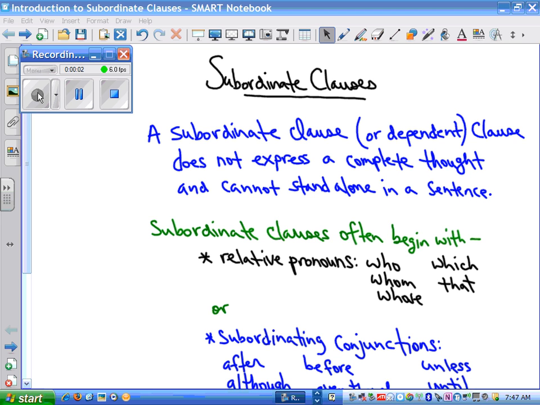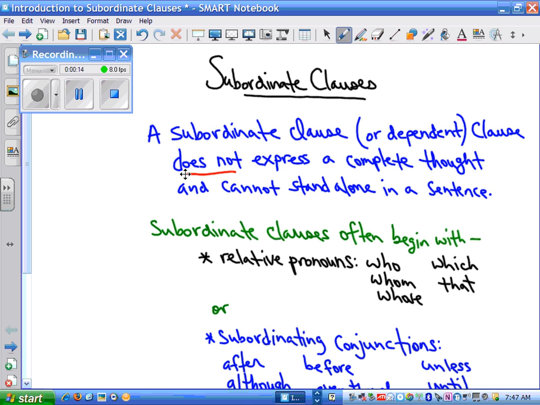Subordinate clause. A subordinate clause, sometimes called the dependent clause, does not, and this is the key point, express a complete thought and cannot stand alone in a sentence. Remember, we had a word for this. If it's standing alone, not part of a sentence, we call this a fragment. Remember, a sentence expresses a complete thought. A subordinate clause cannot do that.